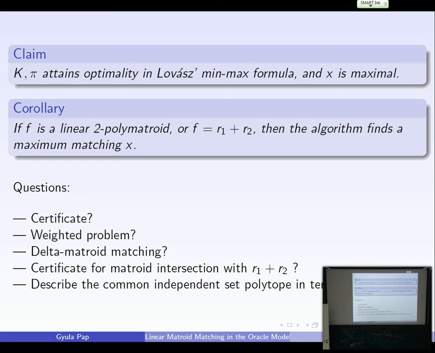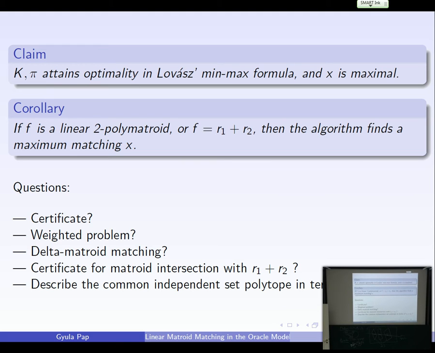So that was Gabow and Stallmann's algorithm described only with rank function oracle. But somehow we can do this algorithm, but we don't get a certificate. It is like implicit in the proof. Can we do this for the weighted problem or delta matroid matching? And there's the questions for R1 plus R2.